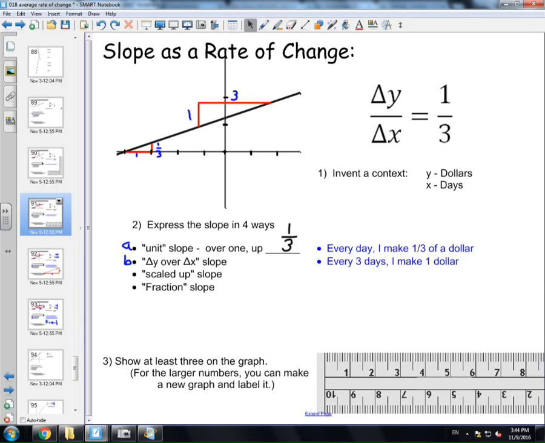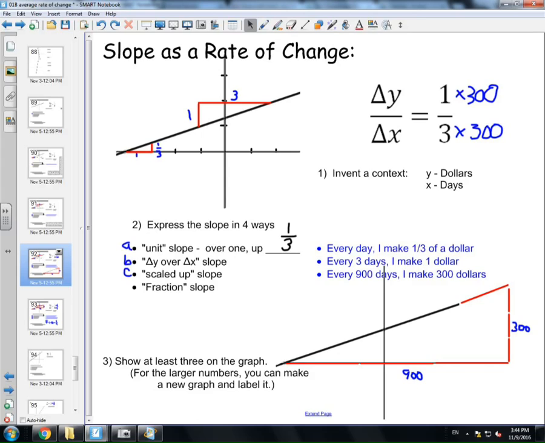So the point of the graph is to show that going over 3 up 1 gives you the same rate of steepness as going over 1 up 1/3. Scaled up slope. Now this is where you get to make your choices. Basically all you have to do for a scaled up slope is multiply top and bottom by a big number to get a ratio that is still true, only much grander scale.